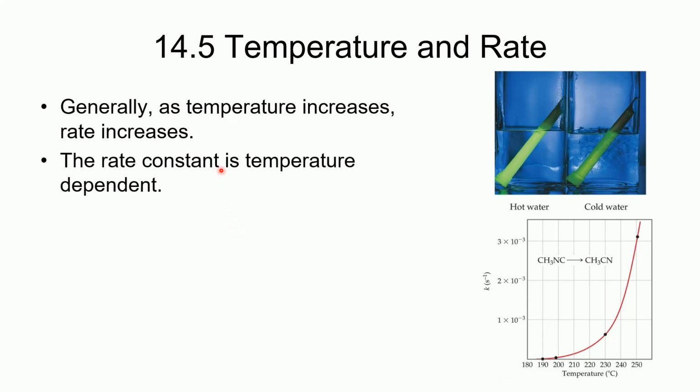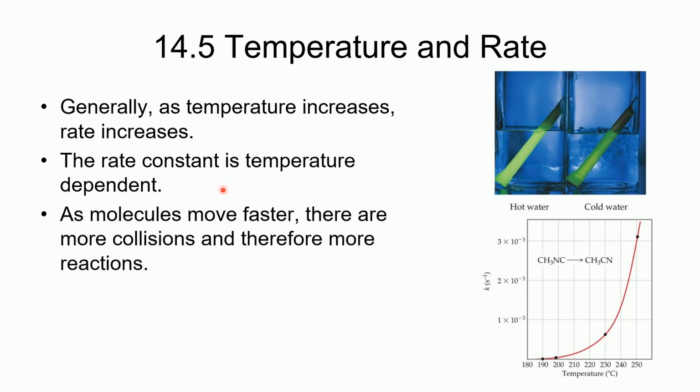So we want to see how much faster. We want to see how does the rate constant change as we change the temperature. So we will see that the rate constant is temperature dependent, and we've been saying that throughout this chapter. We'll see that as molecules move faster, there are more collisions, and with more collisions, that will give us more reactions, more effective reactions.